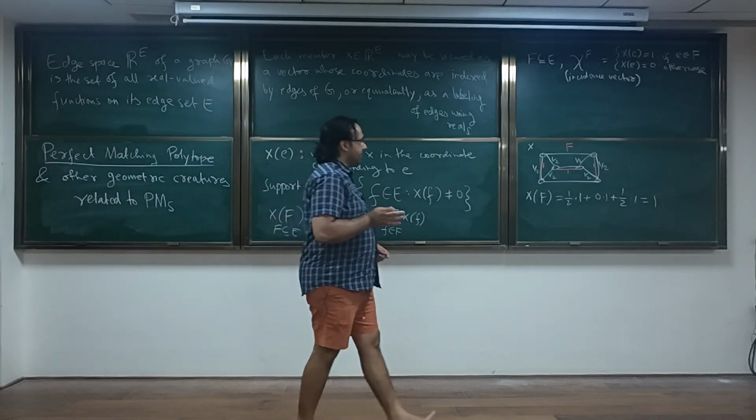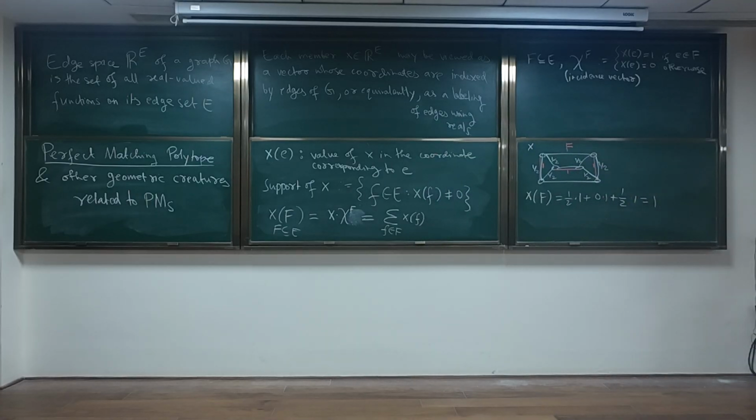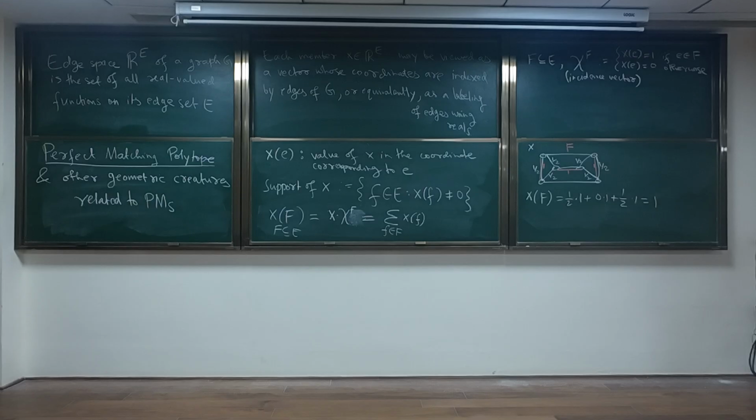We can view every perfect matching as a 0, 1 vector. Now what we can do is consider the geometric object created by all possible convex combinations of perfect matchings. That is what is called the perfect matching polytope, and it lives in the edge space.